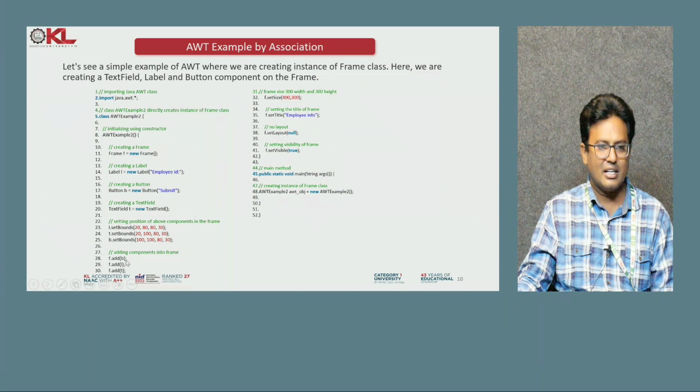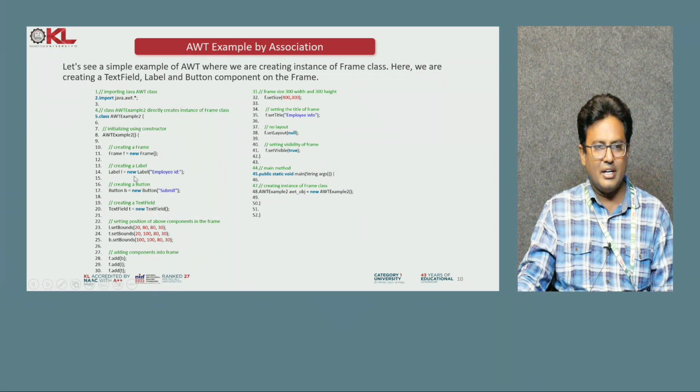Next we are going to add these already created components, like the label, button, and text field, to the frame. We are using the add method here, and we are passing these component objects. Suppose f.add(b), that means you are adding the button to the frame. Next f.add(l), you are adding the label to the frame. Next f.add(t), you are adding the text field to the frame. So like this you are adding various components to the frame.